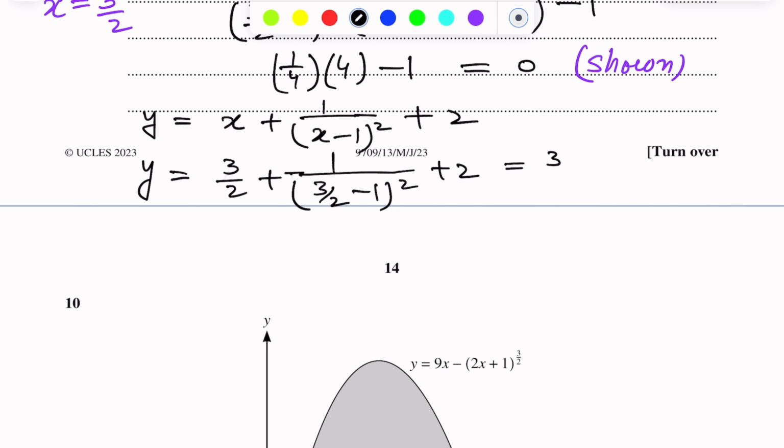This is equal to 3 over 2 plus 4 over 1 plus 2. So finally we get y is equal to 15 over 2. This is the answer.